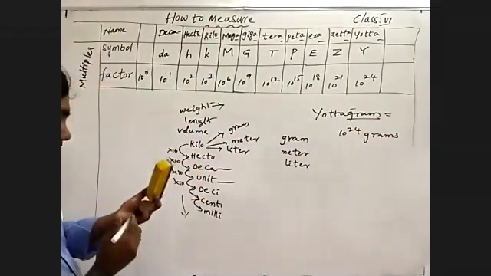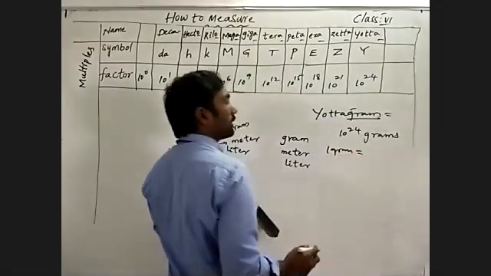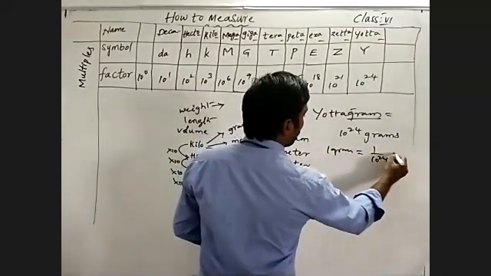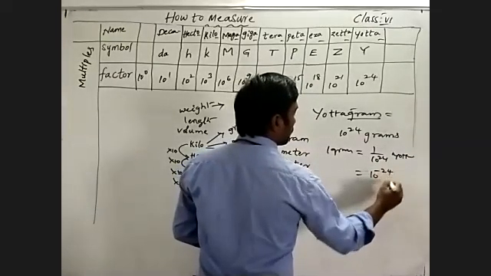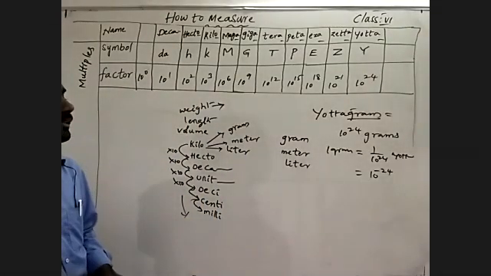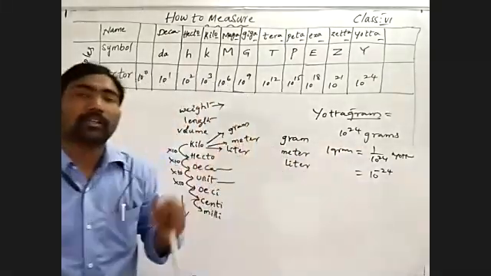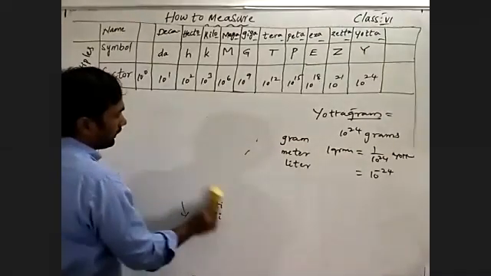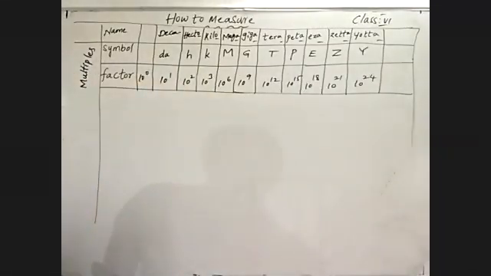So the conversion is necessary to write. Suppose you need 1 gram is equal to 1 unit is equal to 1 by 10 to the power of 24 yotta, which you can write as 10 to the power of minus 24. By moving the numerator into the denominator and the denominator into the numerator, the sign of the power gets reversed. Understand? Then we already know how to write from multiples to submultiples, and submultiples to multiples.